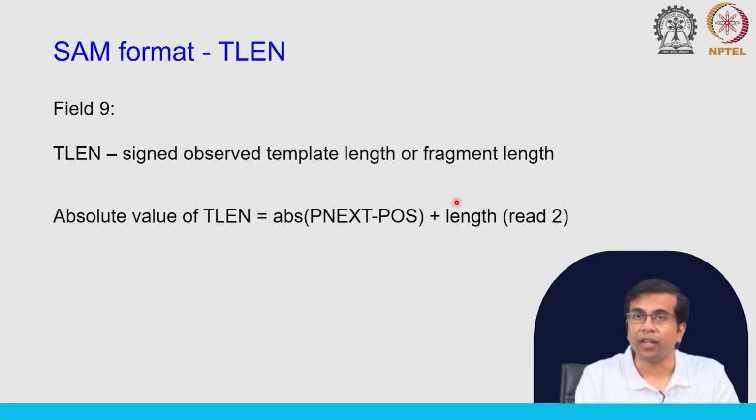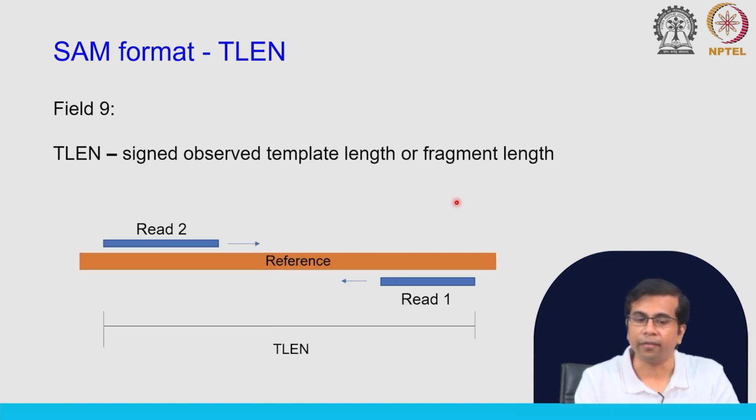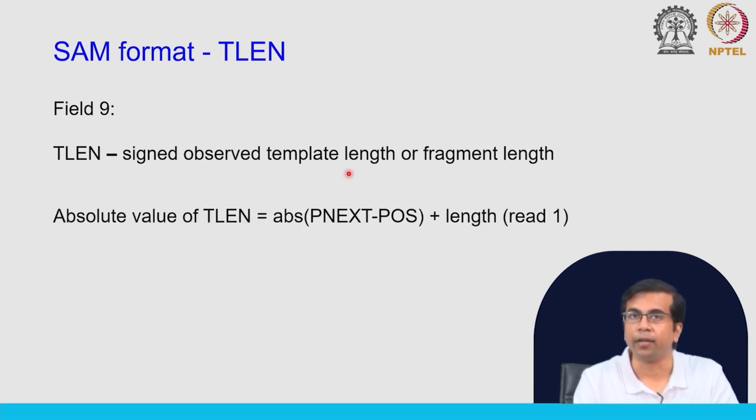In case this is interchanged and you have read 2 upstream of read 1, then this will be replaced by the length of read 1. So, this part remains the same: absolute PNEXT minus POS plus the length of read 1. Now, in case of Illumina, if you are working with read 1 and read 2 data which are of the same length, then it does not matter, you can use either. But also be careful: if you are working with trimmed data, the length of read 1 and read 2 may not be the same. In that case you have to again check carefully.